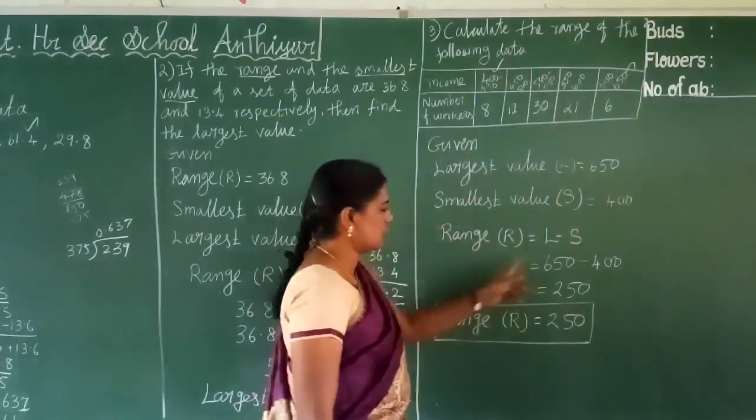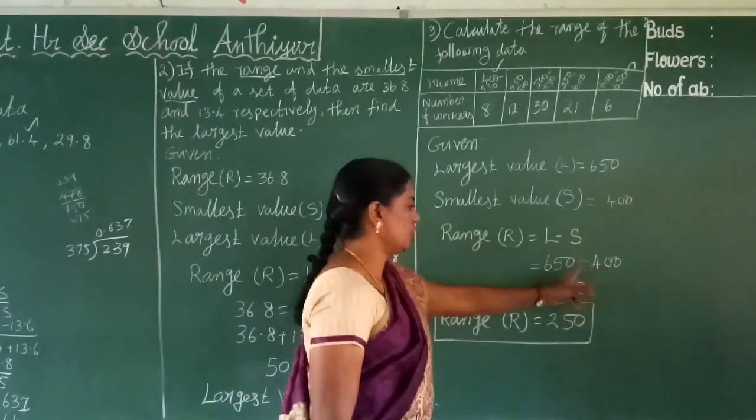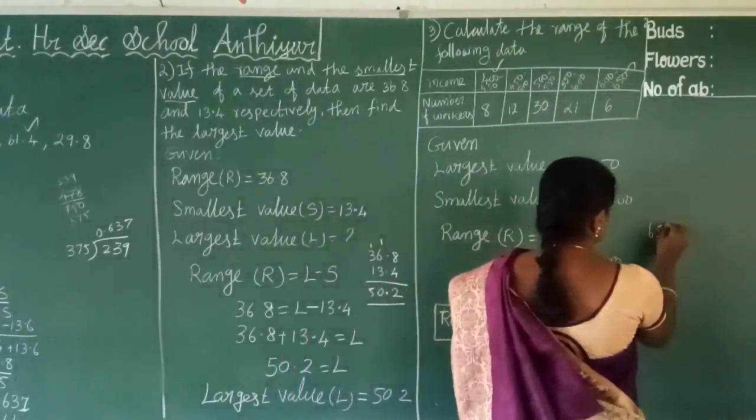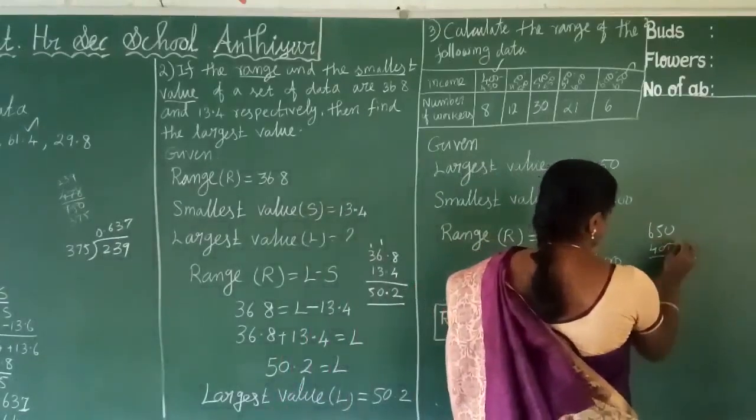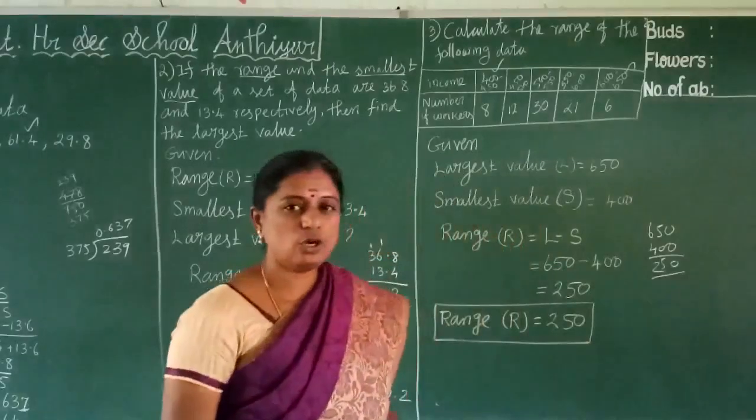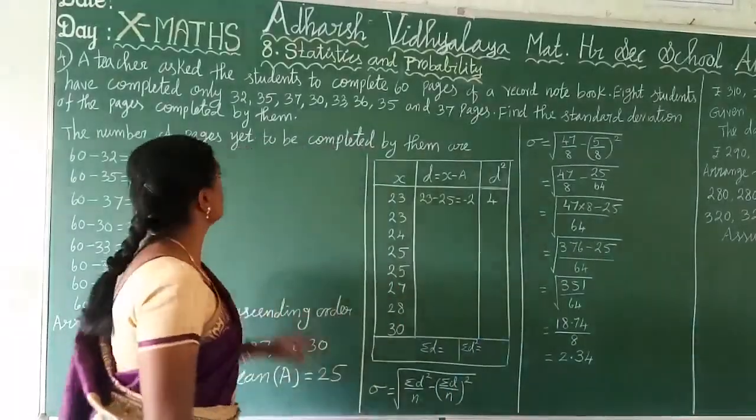So range R is equal to L minus S, where L is 650 and S is 400. So 650 minus 400, subtract, using the ordinary method only. Clear? So 0, 5, 2, 250. So the range R is equal to 250. Clear? Now we see the fourth one.